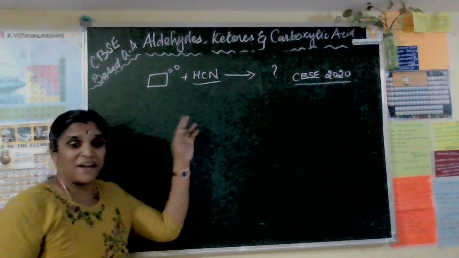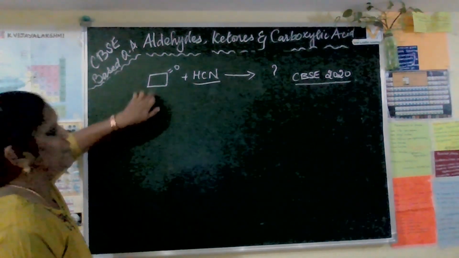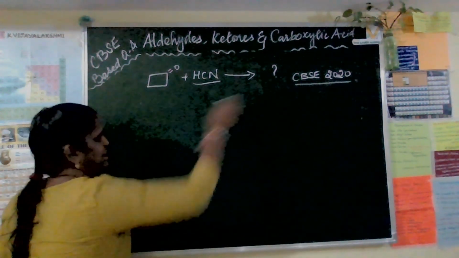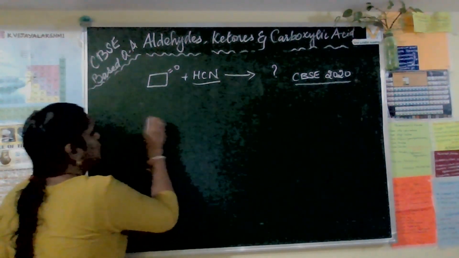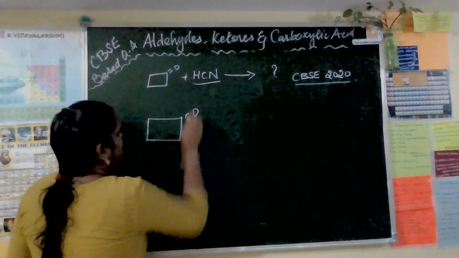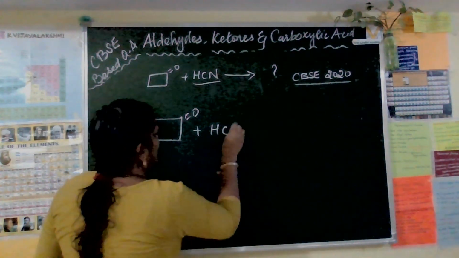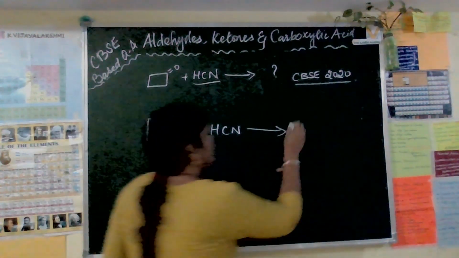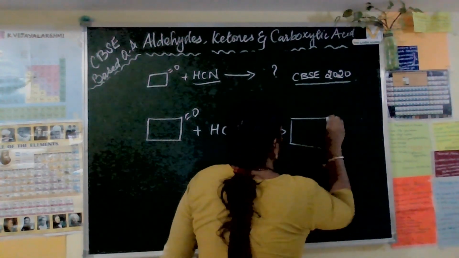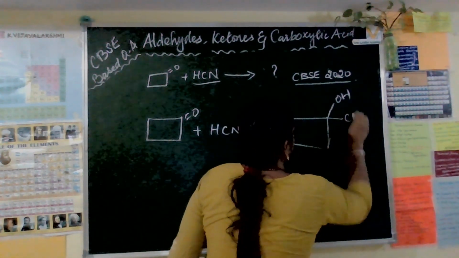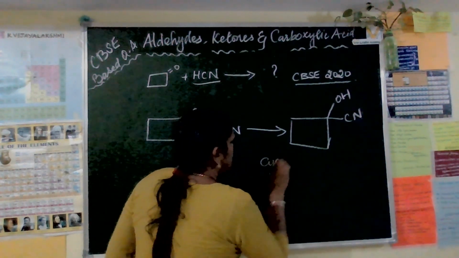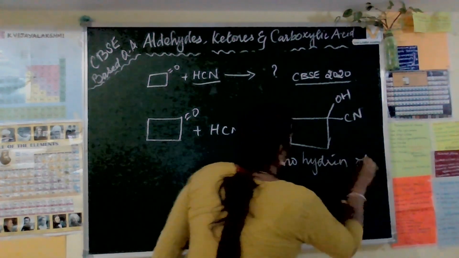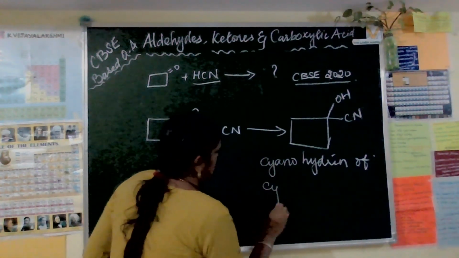Next, one more simple and interesting question. This is cyclobutanone, a keto group, combined with HCN. What is the product? It is very important also. Keto group combined with HCN, you are getting the cyanohydrin of cyclobutanone. That's all. Cyanohydrin: one side OH, the other side CN. So, the cyanohydrin of cyclobutanone.